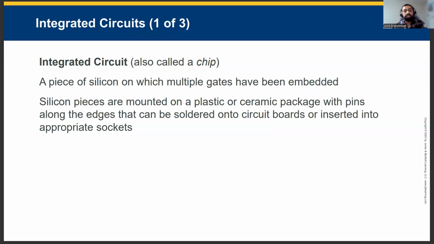Integrated circuits, or chips, embed many gates on a single slice of silicon. The silicon die is packaged so its signals reach the outside world through pins or pads, letting us mount the device on boards. Integration brings speed, reliability, and compactness compared to wiring discrete components.